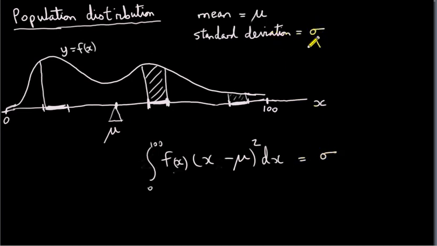The Greek letter sigma is used to denote the standard deviation. It's actually a lowercase sigma. Uppercase sigma looks like this. That's for summing quantities.